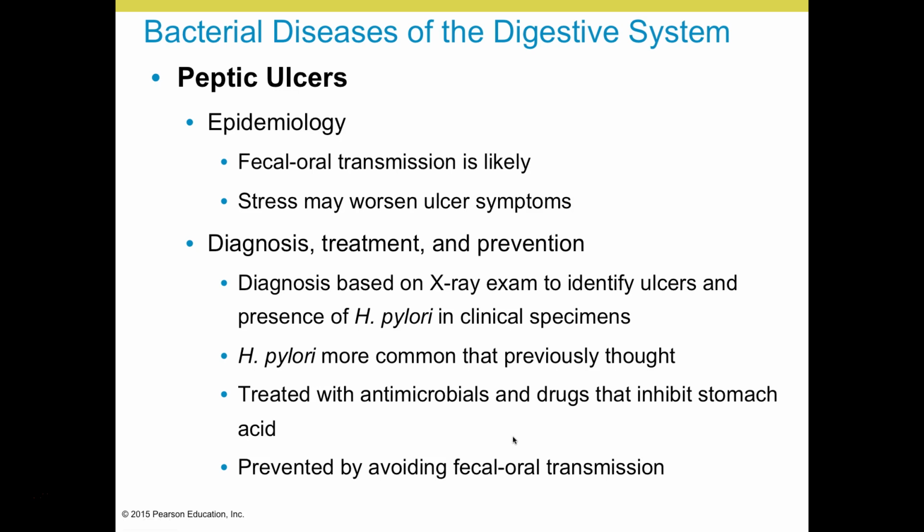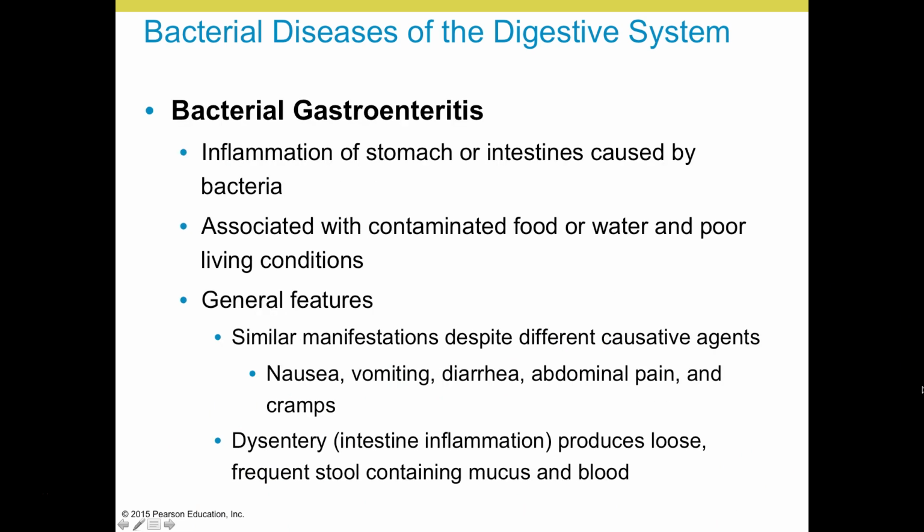How do you get it? Well, it's through fecal oral transmission. Also, stress. Once you have the Helicobacter, it increases its ability to reproduce because of your stress levels. It reduces your immune system, and it's treated with antimicrobial drugs that inhibit stomach acid. And of course, it can be prevented by avoiding fecal oral transmission.